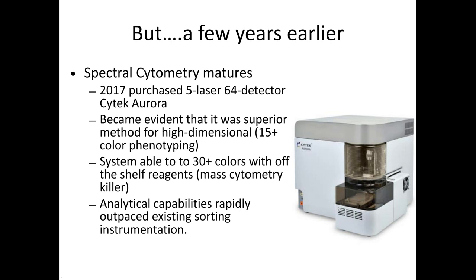And in 2017, I purchased a 5-laser 64. I actually prepaid for the 5-laser and it was delivered a 3-laser until the whole 5-laser system was ready. But even with the 3-laser, it was evident that, wow, this is really where we're going in flow for high dimensional stuff. For 15 plus colors, it just looks great. And the workflow, the software, everything about that machine just kind of works. Okay, and then finally, when they had the full 5-laser system, it was able to do 30 plus colors, and I realized, oh my God, this is the mass cytometry killer.